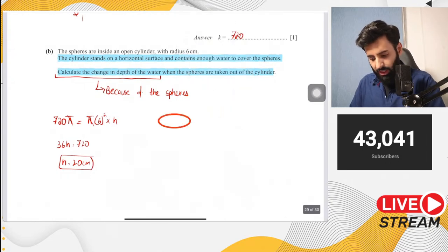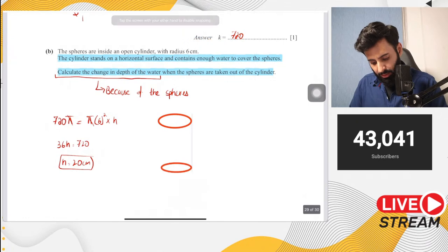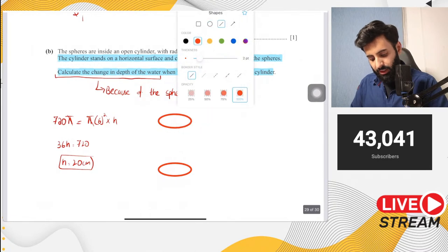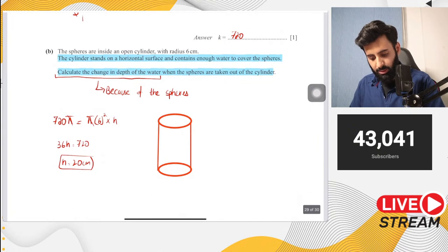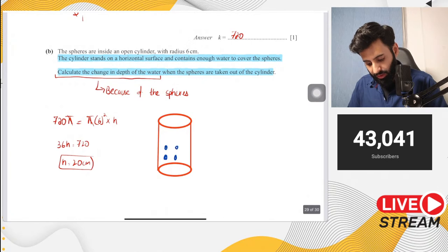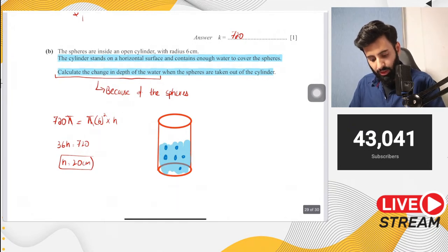Now remember, the change in depth will always be due to the object that you take out. So here, since we're taking out the spheres, how many spheres? We're taking out 20 spheres. So the change in depth will happen because of the spheres that we're taking out. Initially, with the 20 spheres, this is what the volume was. And once you've taken out the spheres, the volume will go down.